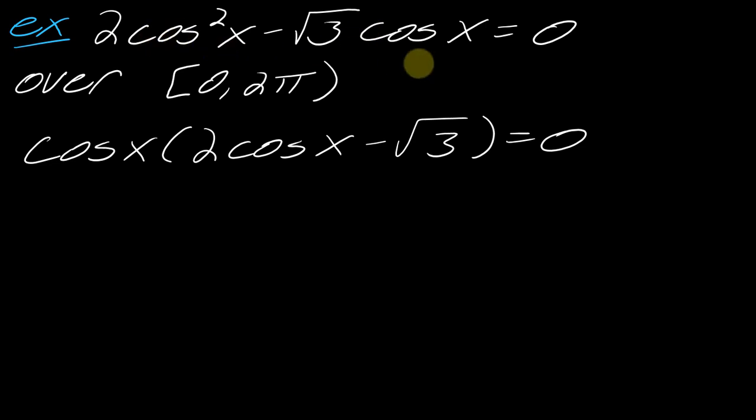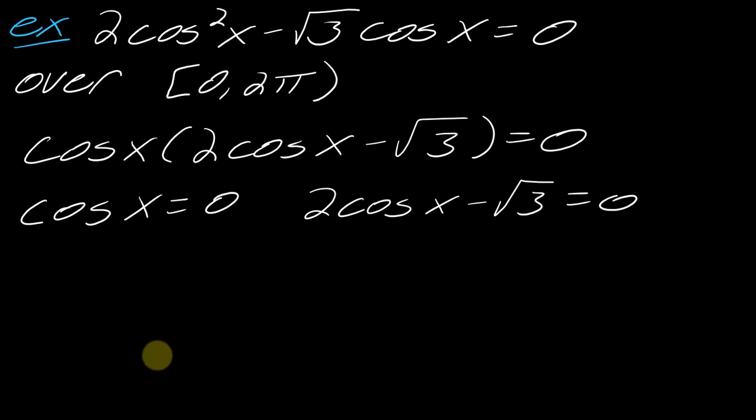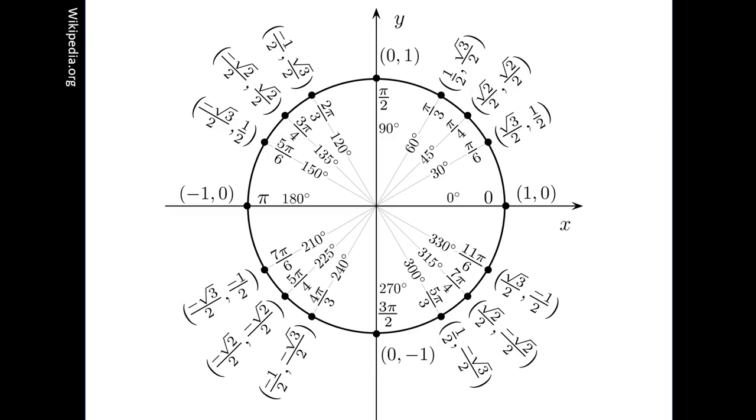There's only 2 terms, but both terms have cosine x in common. So here's how I've factored it, and then I can just set these terms equal to 0. So cosine of x equals 0, and 2 cosine x minus square root of 3 equals 0. Now if I solve this one for cosine x, I get cosine x equals square root of 3 over 2. And now I can go through and just figure out what my solutions are.